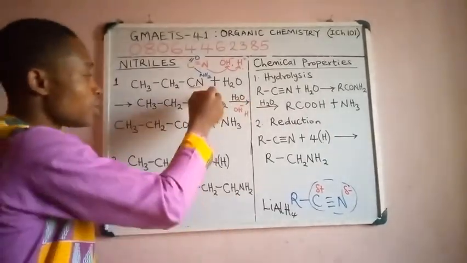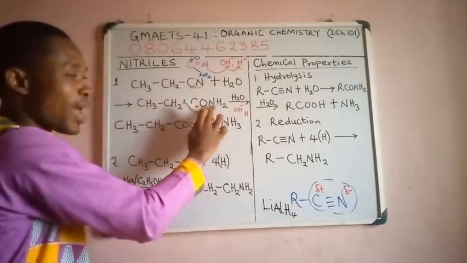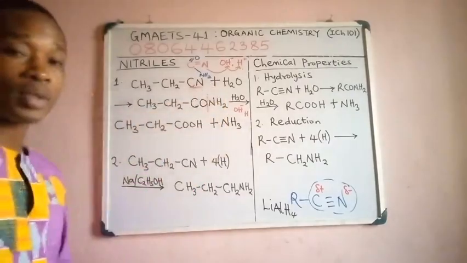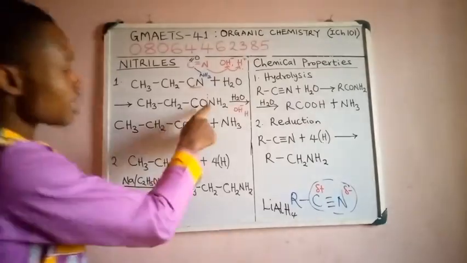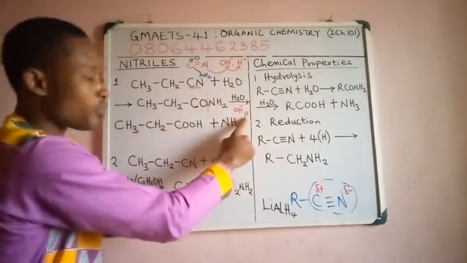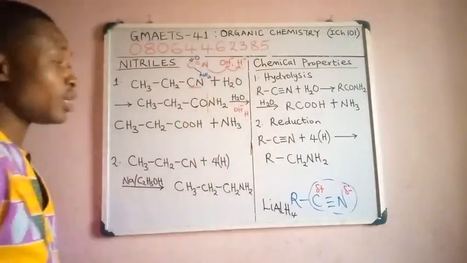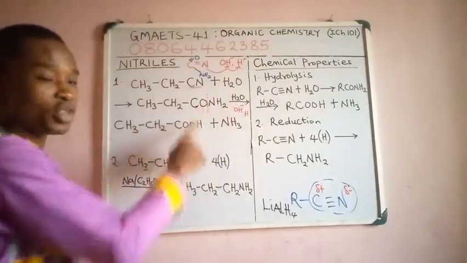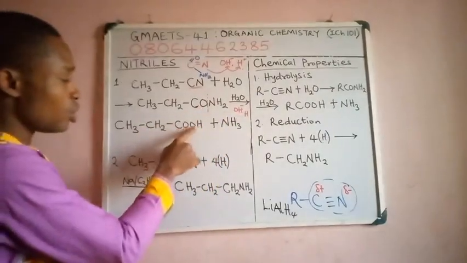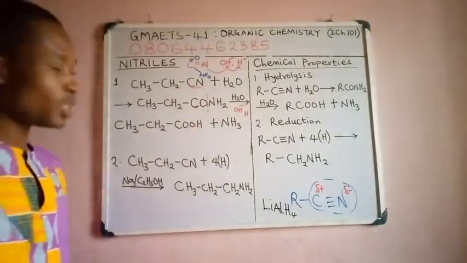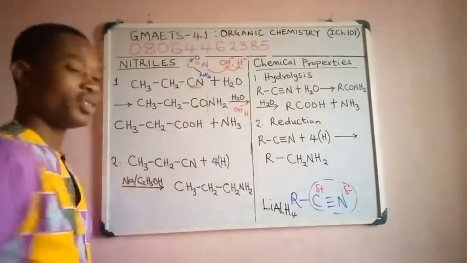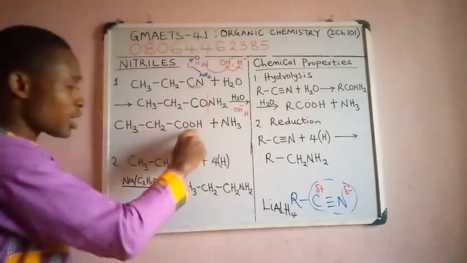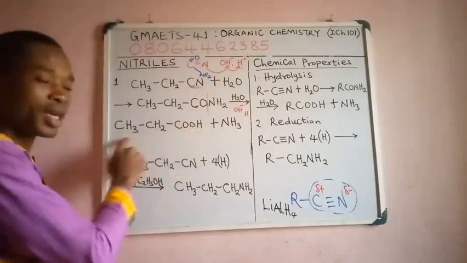Then this CONH2, remember this is the carbon of the functional group. There will be a bond cleavage here, so the bond will break there. This NH2 will react with this hydrogen to give us NH3, ammonia, which is going to leave. Then this OH will now be attracted to this oxygen to give us COOH. And this is the alkanoic acid obtained at the end of the reaction. The name of this alkanoic acid is propanoic acid.